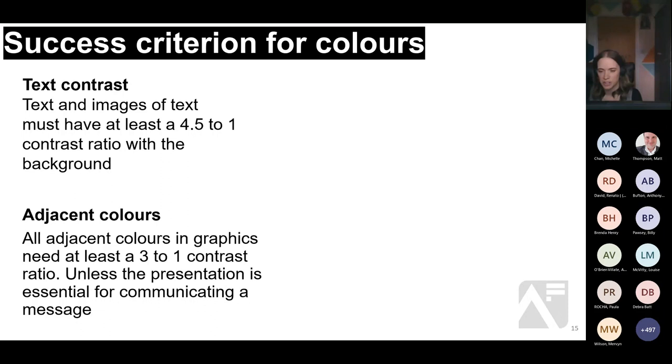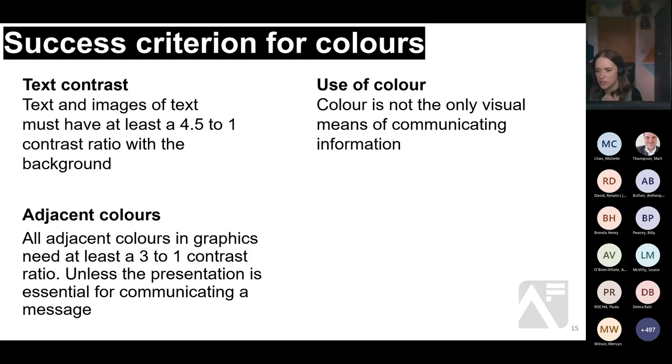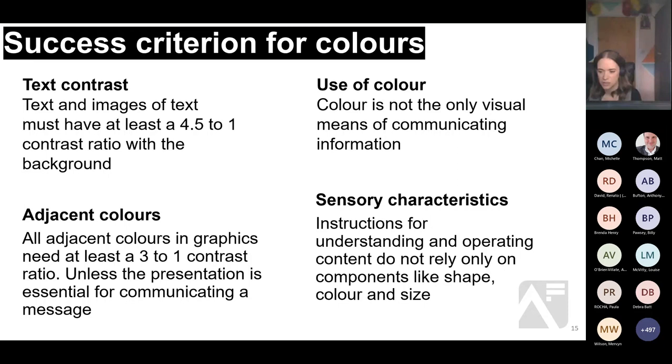Then there's use of colour. So colour is not the only visual means of communicating information. And this one can get a bit confusing because it kind of sounds like a double negative. But colour shouldn't be the only way we communicate something, basically. And then we've got sensory characteristics. So instructions for understanding and operating content do not rely only on components like shape, colour and size.